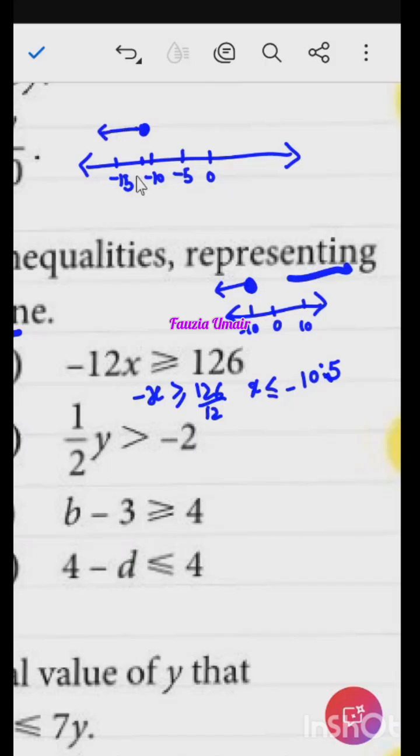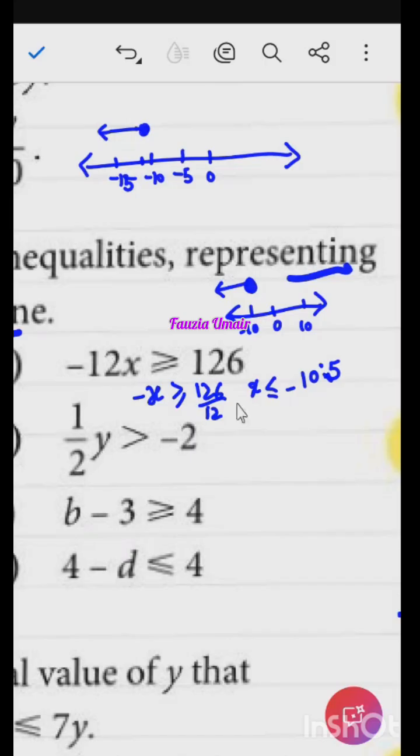Okay. So locating 10.5 on a number line is easier than locating 126 by 12. 126 by 12 is not giving us a humanly understandable answer. But 10.5 is clearly giving me a hint that it is between 10 and 11. Okay bete.